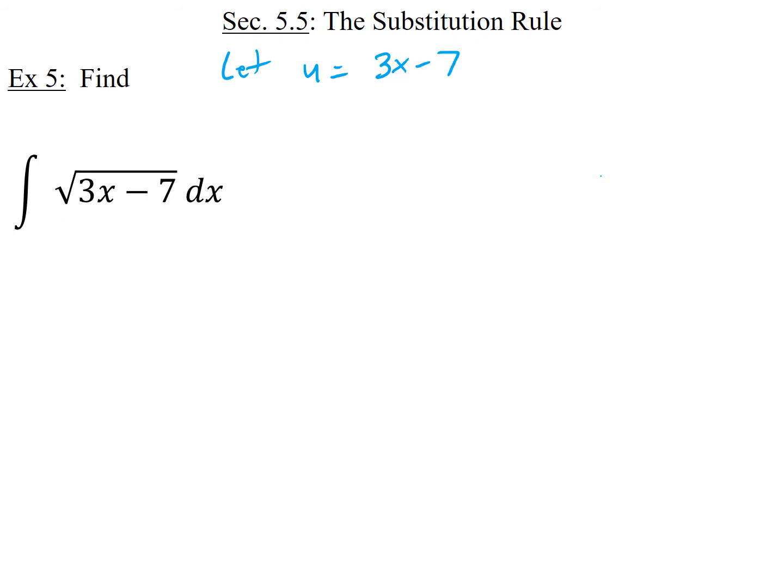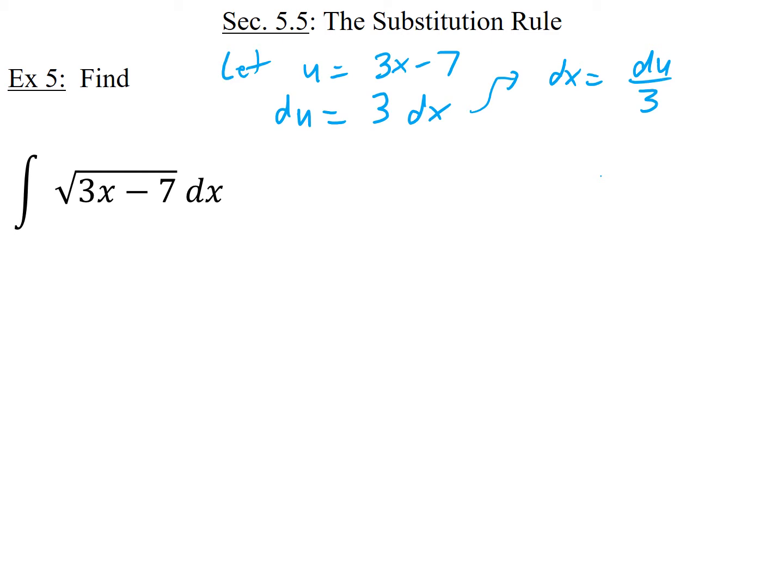And then you're going to find du. So what you do is you just take the derivative of 3x minus 7, which is 3. And then don't forget you've got to put a dx on this side. And then you should solve that for dx. So let me just go ahead and write that over here. So you get dx equals du over 3. Okay, now we can do the problem.